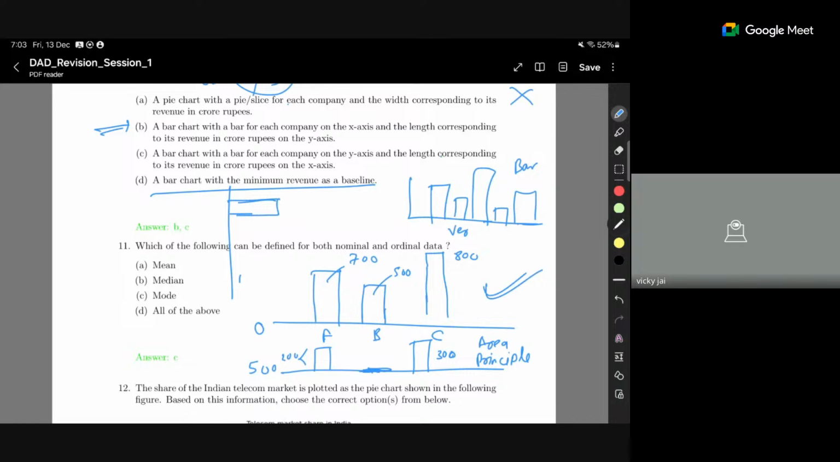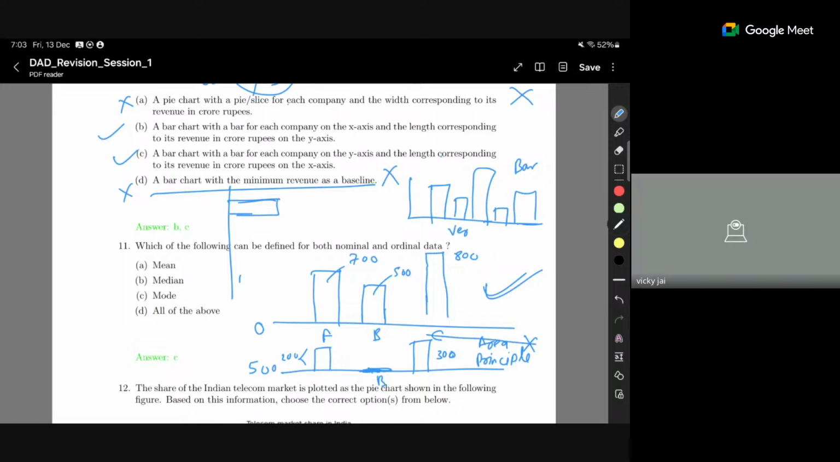So this is a good representation, but the baseline version is a bad representation, because you can see company B is kind of lost, right? There is nothing about B. If you give this data, nobody will even consider that B has any revenue, right? So you are tampering with the charts. That's why this is incorrect, and that's why B and C are correct and not A and D. Okay, fine.